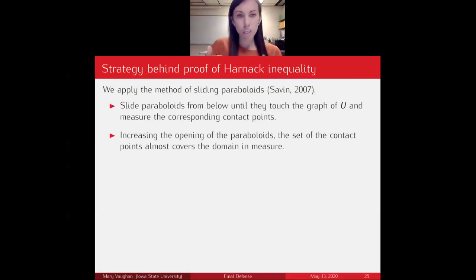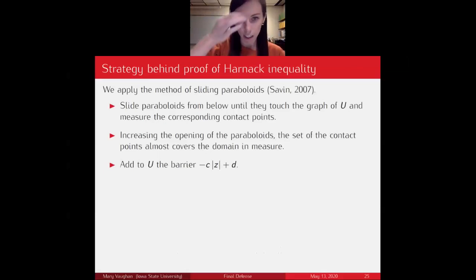The idea is we increase the opening of these paraboloids, meaning that they become narrower. And as I lift narrower paraboloids from below, I can touch more and more points of the function, and we show that the set of contact points almost covers, in measure, the domain. And they're touching from below, so if we can control the height of these paraboloids, we in turn control how high the function u can go. So it's controlling, again, the height of the function.